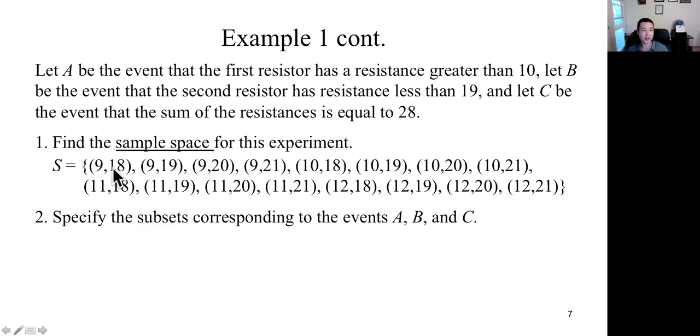Including 9, 18, 9, 19, 9, 20, 9, 21. So that's for the first box, where the resistor is 9. And so on, we have the remaining 12 possible outcomes. Let me write down why the sample space is like this.